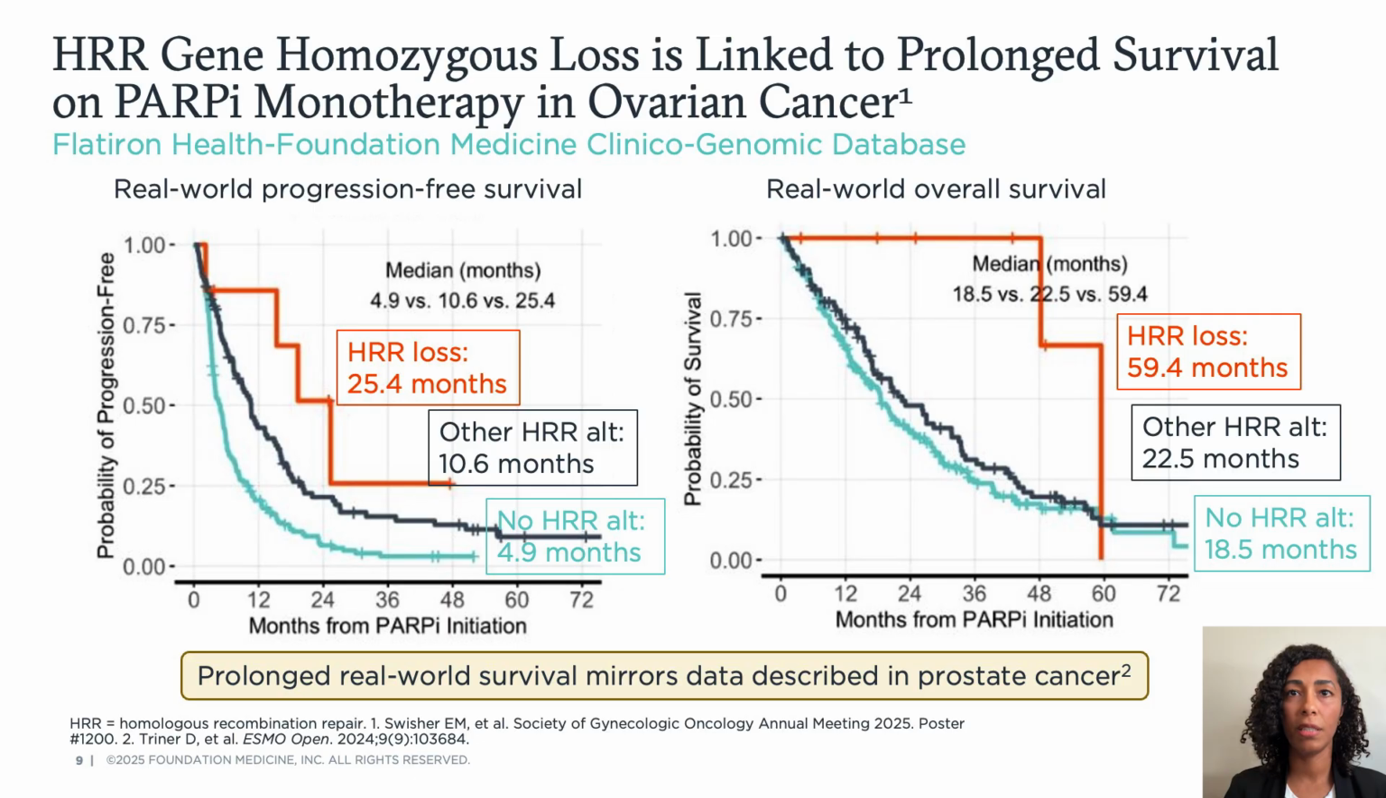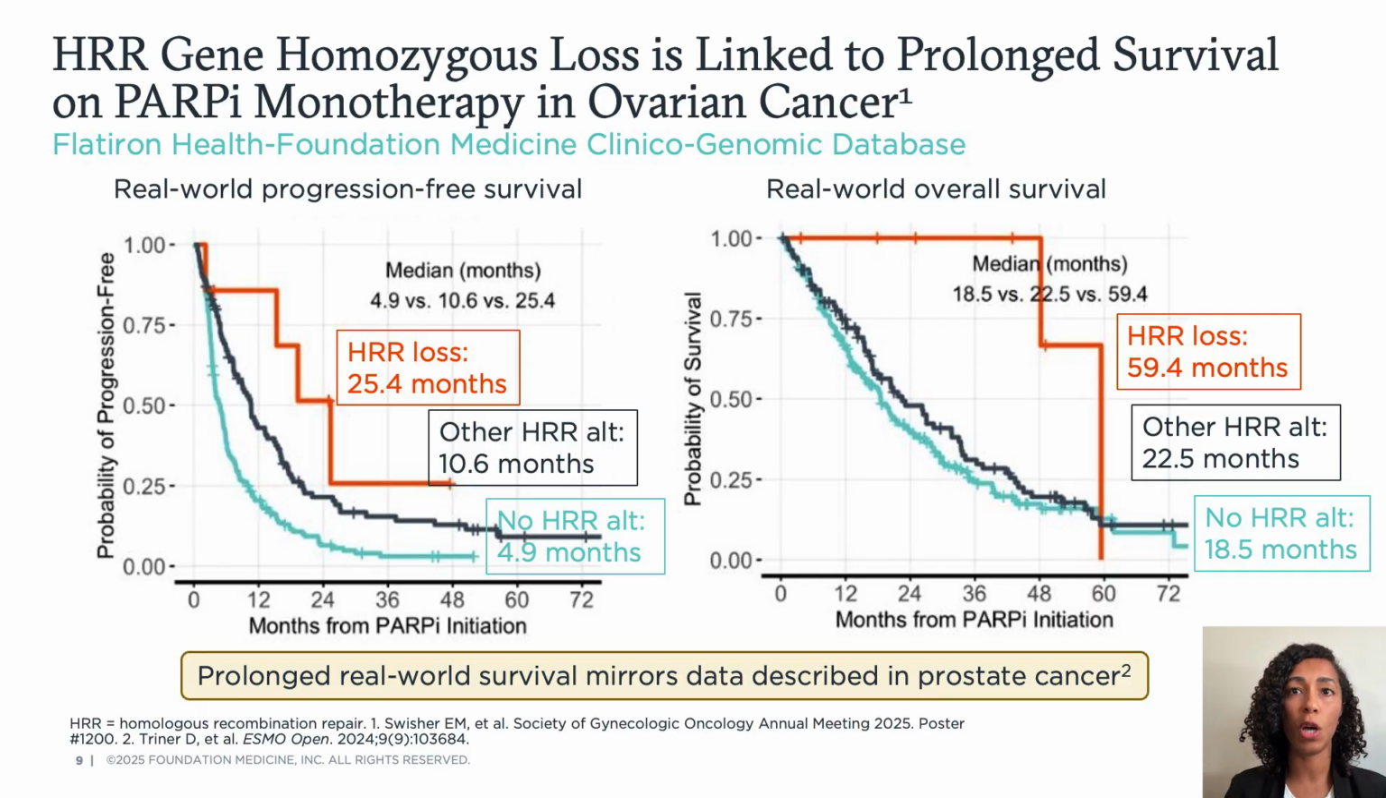Although not a biomarker included for PARP inhibitor eligibility, homozygous loss of genes involved in homologous recombination repair have been linked to prolonged survival on PARP inhibitor monotherapy in ovarian cancer using a real world study. The Kaplan Meier curves show real world survival outcomes after PARP inhibitor initiation by homologous recombination repair status.